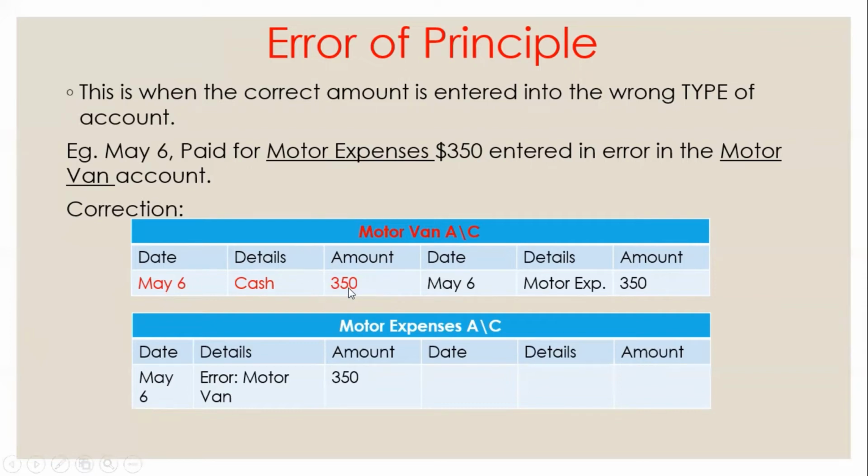And how do you correct it? You would do the opposite, right? So you would credit motor van and you would debit now motor expenses, right? And so the information is where it should be in the first place. So in your journal now, you would have debit motor expenses, sorry, and credit motor van account.